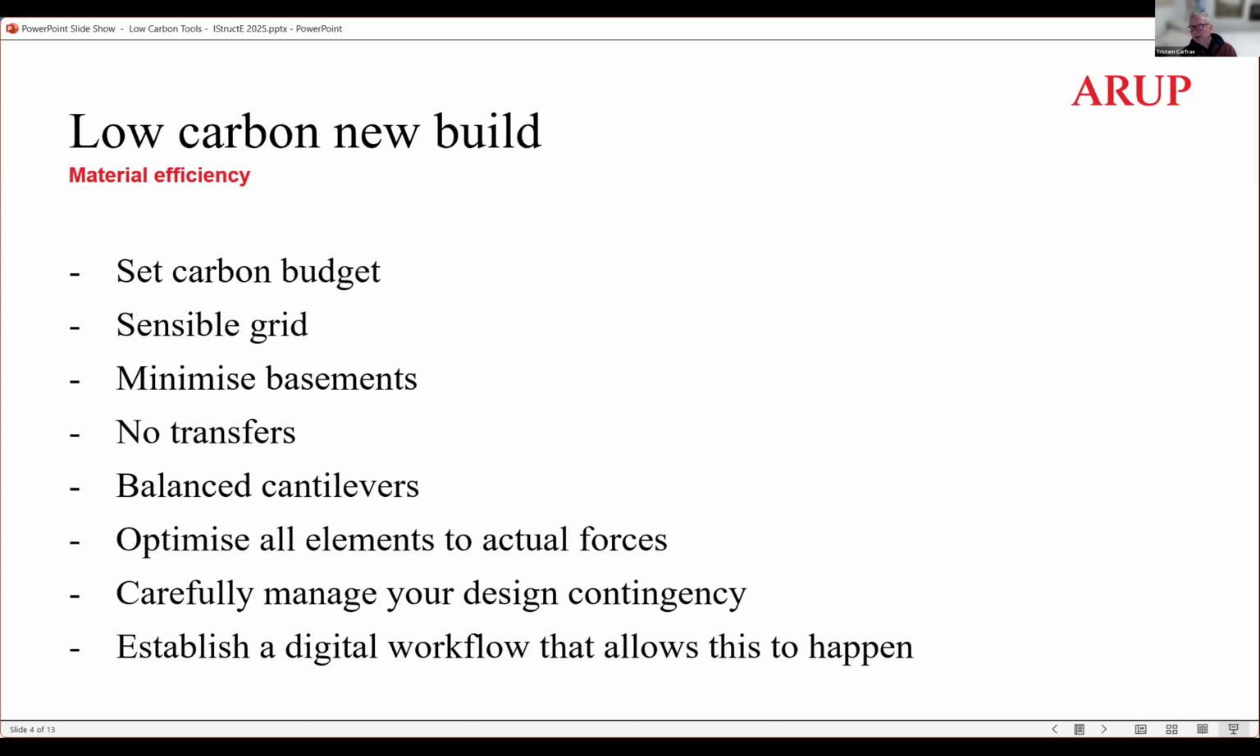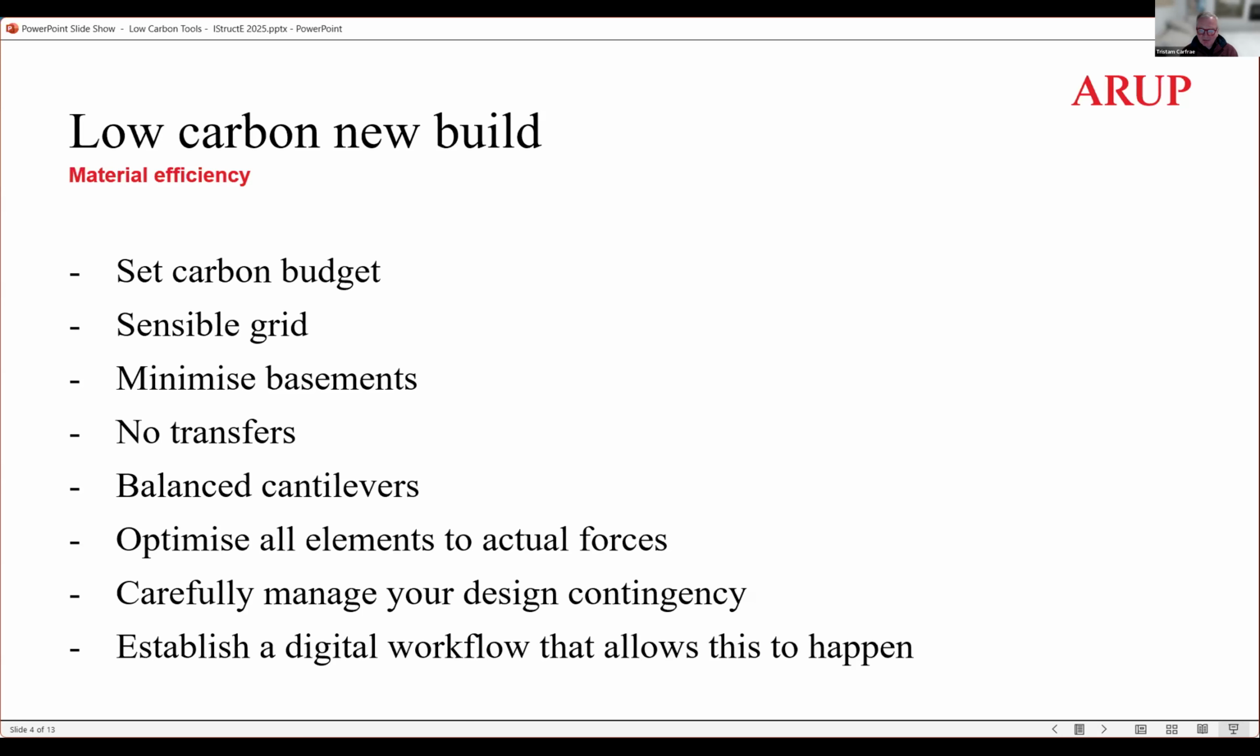You should minimize basements. They're pretty carbon hungry. Get rid of transfer structures. Direct load paths are the key to making something materially efficient. If you're going to have cantilevers, make sure they're balanced on the backspan, so about 3 meters for a 9 meter grid. Very important to me is to optimize all elements for their actual forces. Traditionally, we would size the biggest beam or the worst loaded beam and then run it out on a whole bay. But actually, it's much more efficient and weight and carbon efficient to size every element for its actual job.